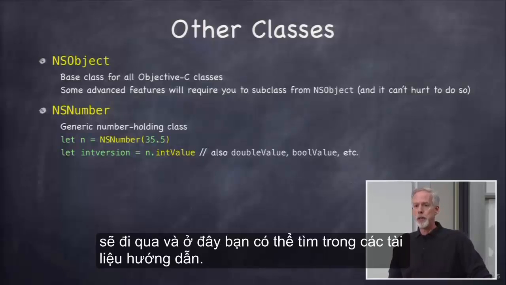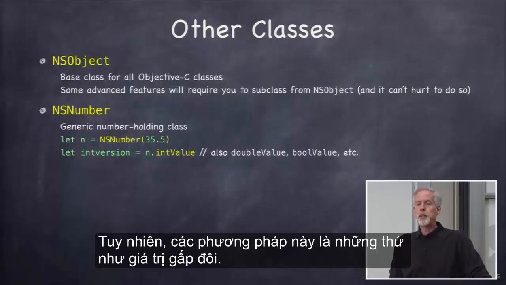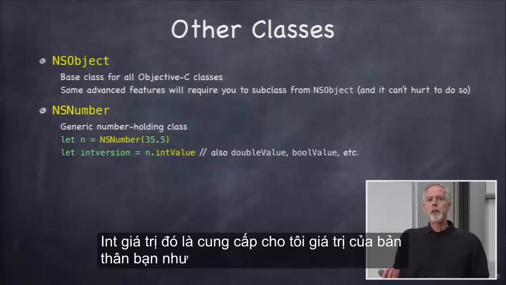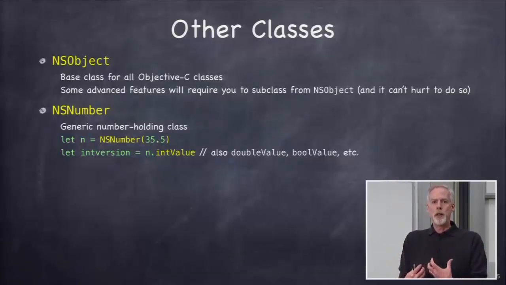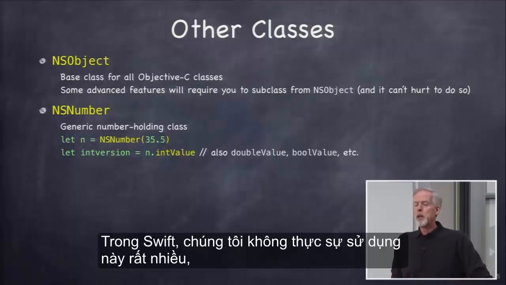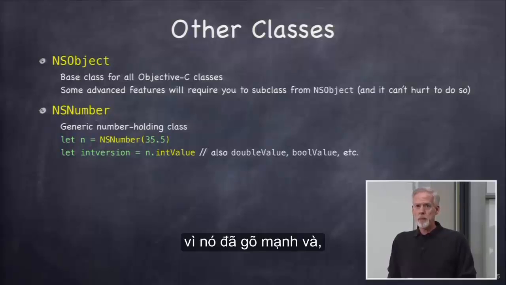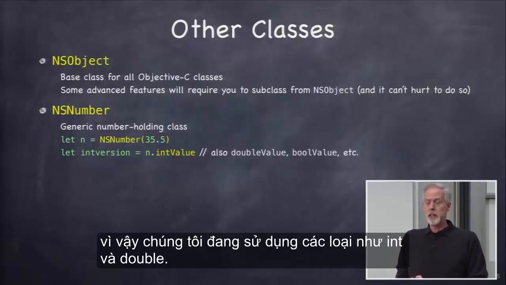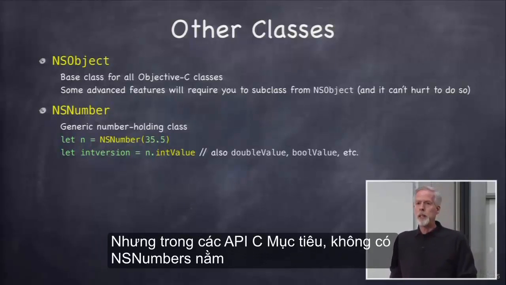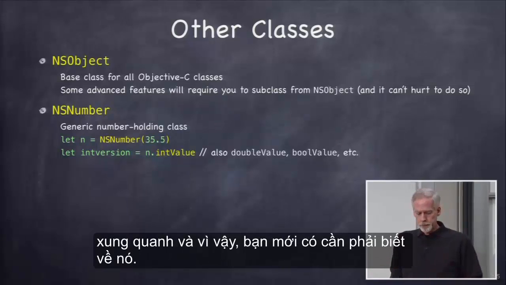I'm not going to go through them here. You can look in the documentation. But the methods are things like double value, int value, which is give me your value of yourself as an int, as a double, etc. In Swift, we don't really use this very much because it's strongly typed, and so we're using types like int and double. But in Objective-C APIs, there's NSNumbers lying around, and so you kind of need to know about it.